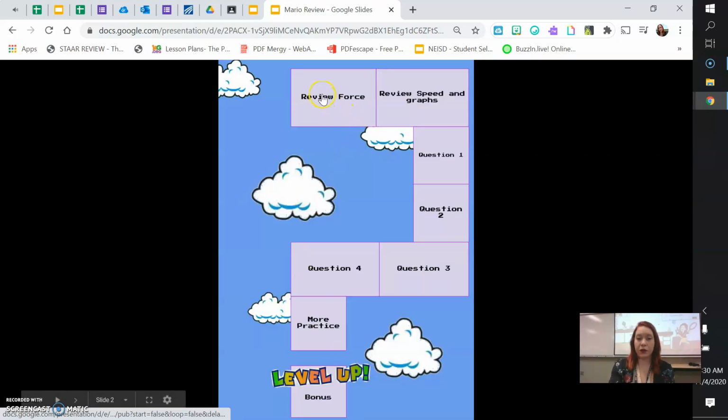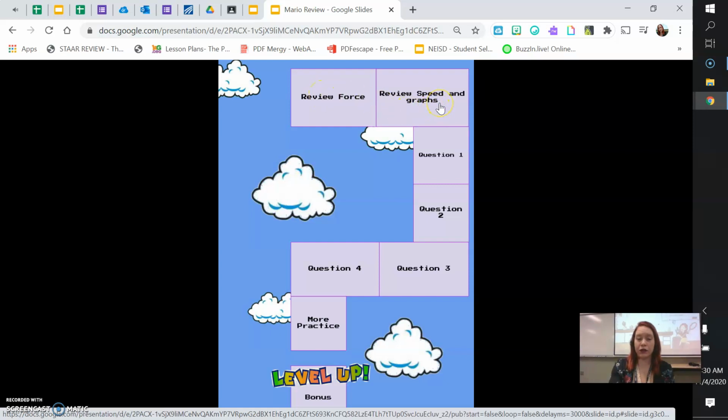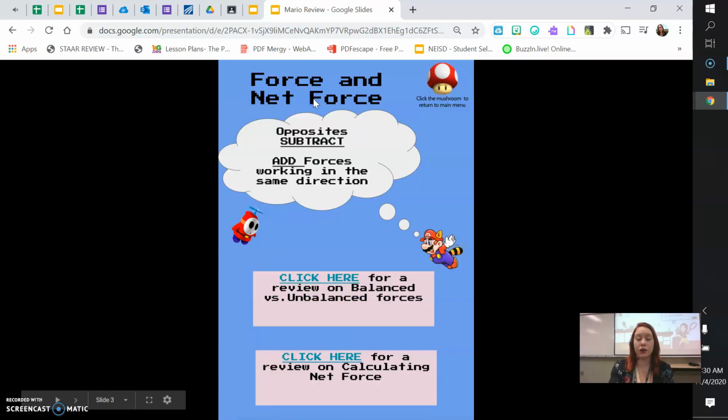So you want to start by reviewing force. This is kind of like a game board. You're going to review force, review graphs and speed, answer 4 questions, practice some more, practice some more. So we're going to review force.